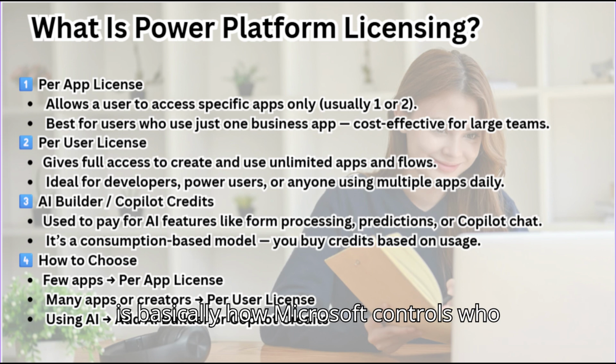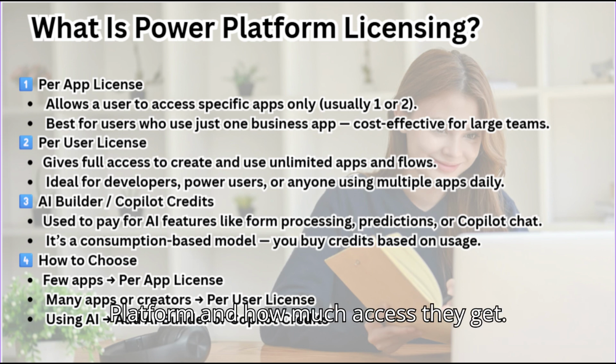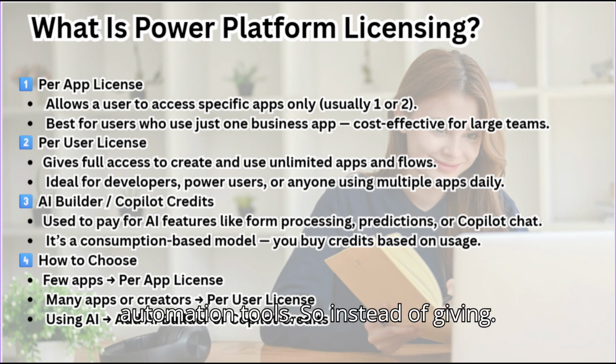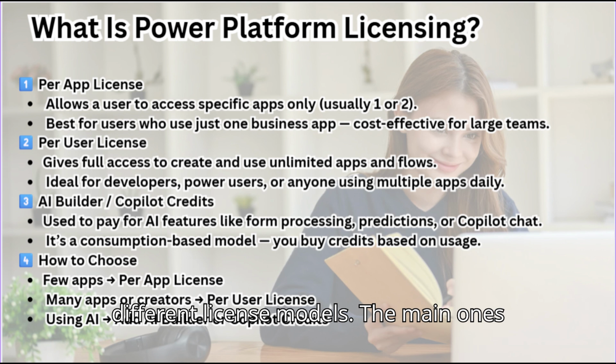Licensing is basically how Microsoft controls who can use which feature of the Power Platform and how much access they get. It's like a permission ticket. Some users only need to use one app, while others may need full access across multiple apps or automation tools. So, instead of giving everyone everything, Microsoft designed different license models. The main ones are per app license, per user license, and AI Builder/Copilot credits for advanced features.